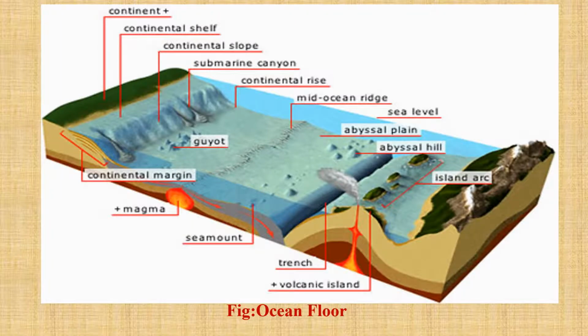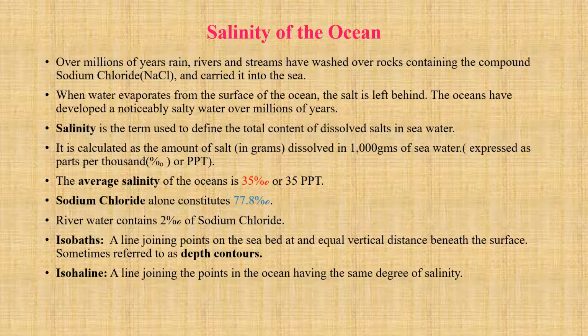Now we go for another topic. So far we have learnt about the relief of the oceans. Now we shall know about the salinity of the ocean. When the rainwater speedily runs off hilly rocks, some rock particles are dissolved in the water. The rocks contain the compound sodium chloride, NaCl. So this compound sodium chloride is carried into the sea.